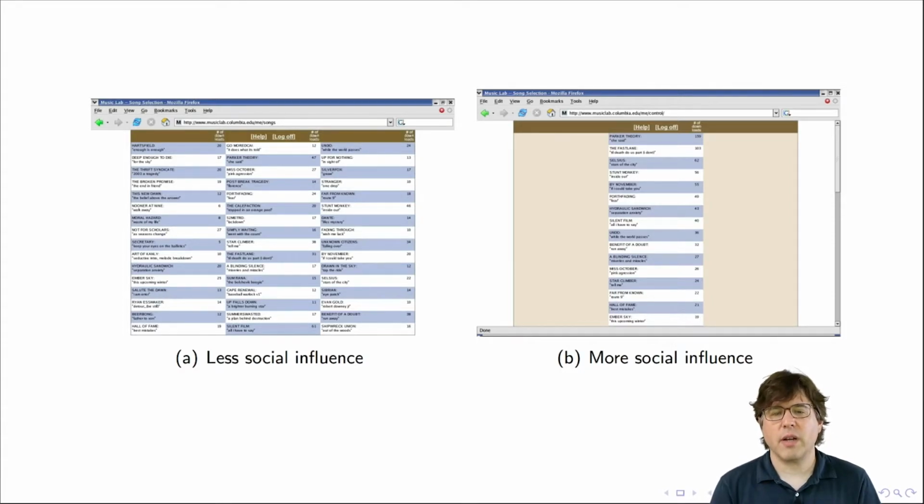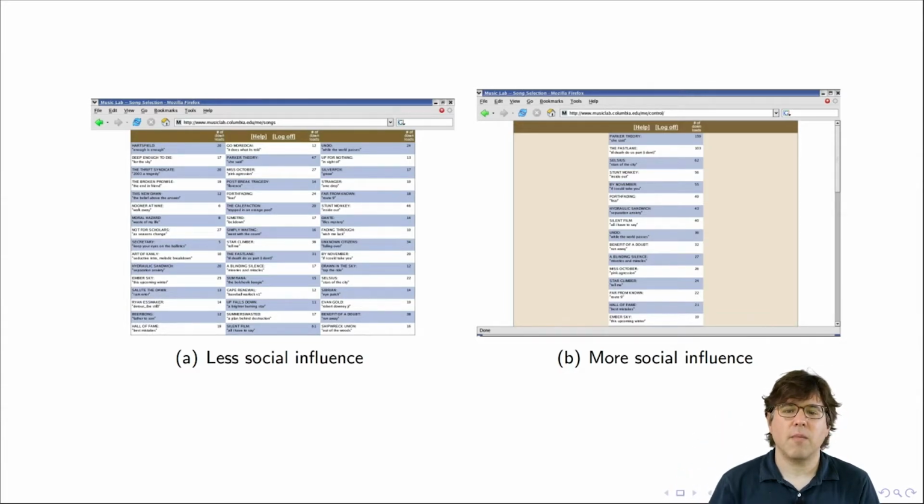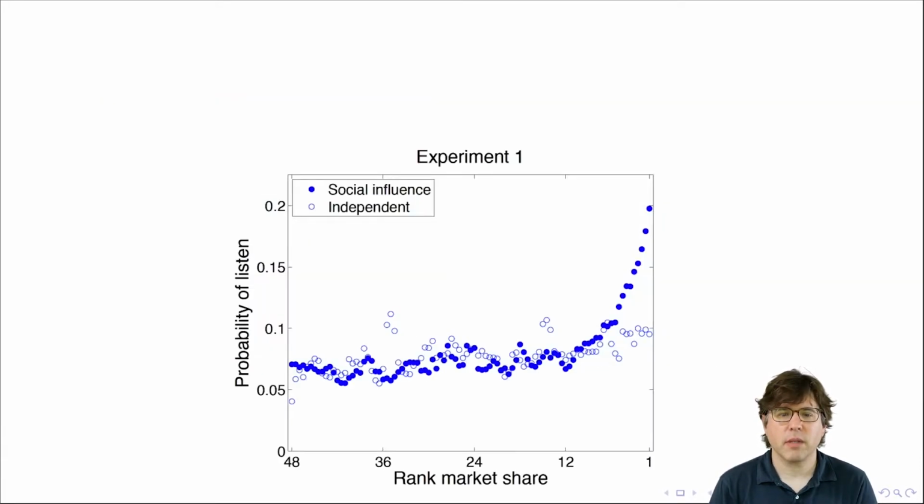And so to increase the amount of social influence, we changed the design of the screen to rank the songs in order of their popularity in a single column, which makes the popularity information much more salient. So were participants aware, was there any social influence going on at all? So this plot here shows the probability of listening to a song as a function of its rank in terms of market share. So market share is the percentage of all downloads that belong to a specific song.